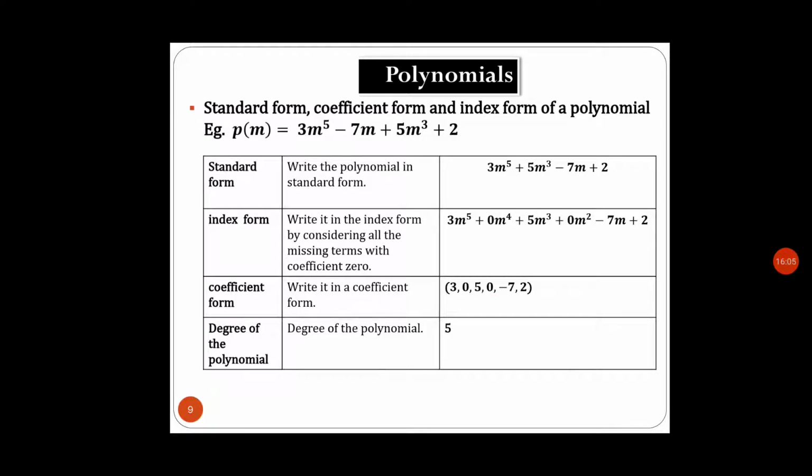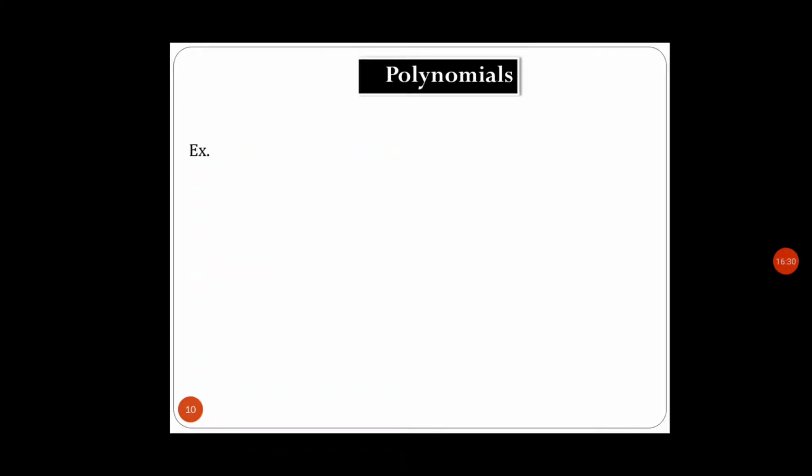These are the standard, coefficient and index forms. In the standard form, we rearrange the equation according to the ascending or descending powers of the variable. In index form, we add a missing term by taking coefficient 0. In coefficient form, we just write down the coefficients in brackets. Okay. And lastly the degree. Okay. Let us see some examples.